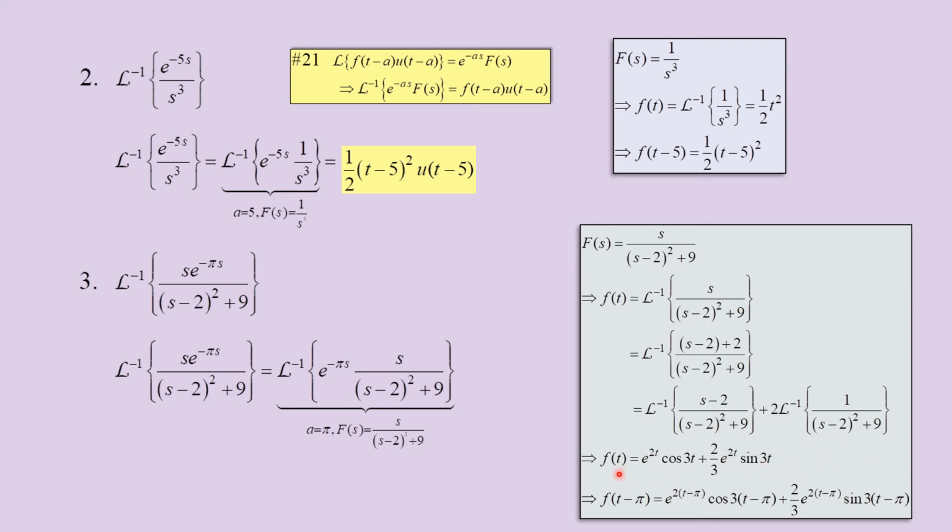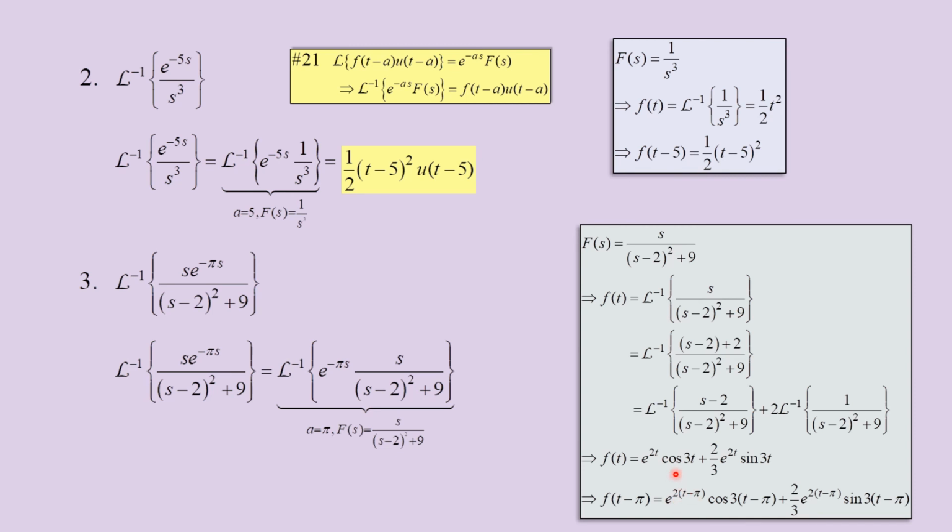So this is the f of t, but formula number 21 does not require f of t. What it requires instead is f of t minus a. So we need to change f of t into f of t minus pi, because a is equal to pi. In other words, every t that appears in the function f of t must be replaced by t minus pi. So e to the power of 2t now becomes e to the power of 2 multiplied by (t minus pi). 2 multiplied by t, now it has to be 2 multiplied by (t minus pi).